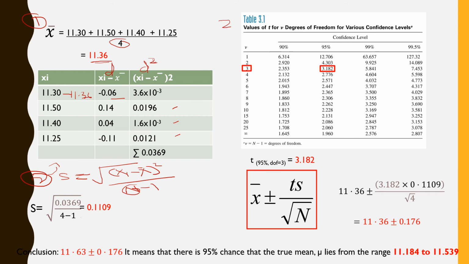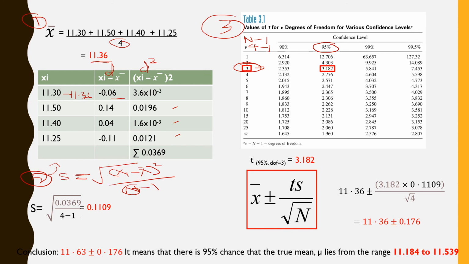Step number 3, you have to look at the table. To look at the table, you have to identify the degrees of freedom, which is n minus 1. So n is 4, minus 1, so the value you have to look for is 3. Here, the value number 3, and you look at the column for 95% because the question asks for 95%. So the value is 3.182.